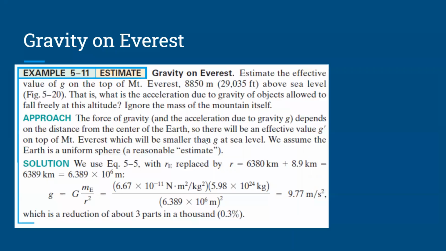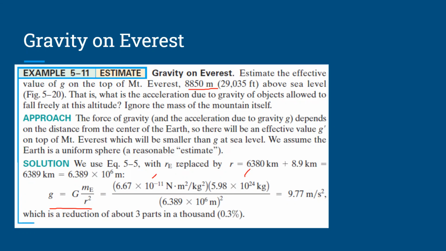Okay. And as a review from last time, if you want to compute the g, the acceleration due to gravity at the top of Mount Everest. So we all know Mount Everest is 8,850 meters above sea level. So what is the acceleration due to gravity of objects allowed to fall freely at this altitude? So you compute g from the derived equation. So you use this gravitational constant, 6.67 times 10 to the power negative 11 Newton meter squared per kilogram squared, and then the mass of the Earth given.